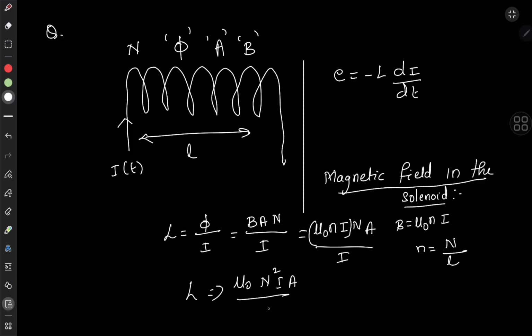So then area will be here and divided by I, it cancels. Then μ₀N²A. So here small n is going to be capital N divided by L. So we have to include L also, because small n is equal to capital N divided by L. So that means μ₀n²A divided by L will be there.